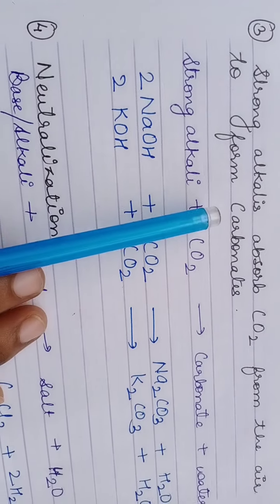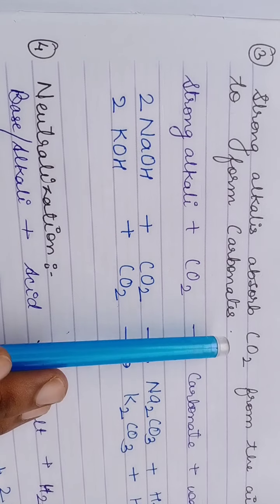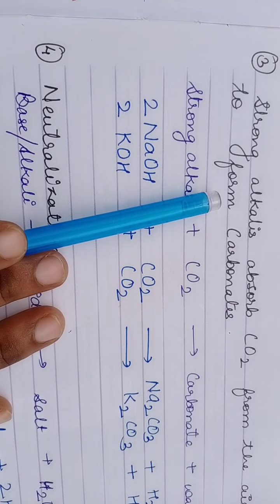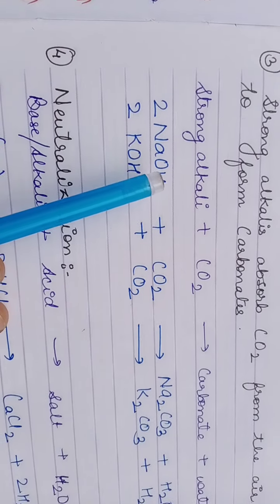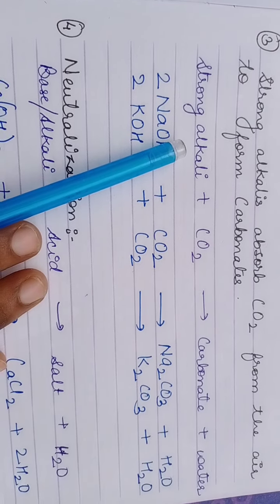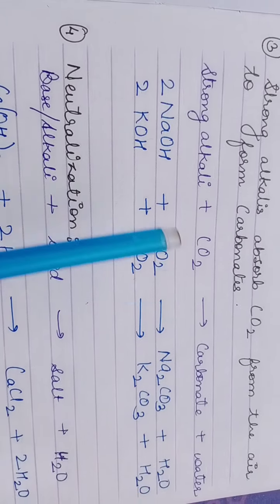Children, there are only two things which can absorb carbon dioxide. One is natural, that is plants can absorb carbon dioxide. Other than plants, we have strong alkalis. So we have only two strong alkalis, that is sodium hydroxide and potassium hydroxide. So a strong alkali, when it is treated with carbon dioxide, will form carbonate and water.